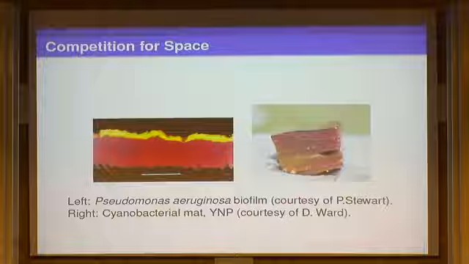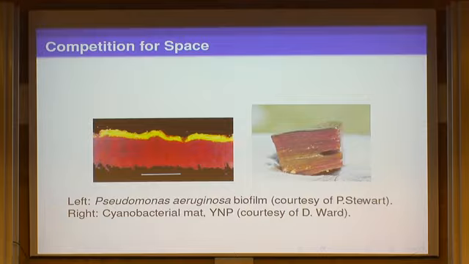So, for example, this is a cross-section of a lab-grown biofilm. There's an active layer on top where I think oxygen is being used, and below it's depleted. If you want to use oxygen, you have to get into this layer somehow. You have to be able to compete for that space. And if you can't, you'll get pushed out one way or the other, and you'll be in trouble.